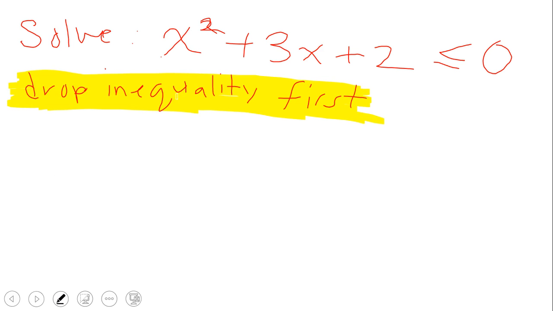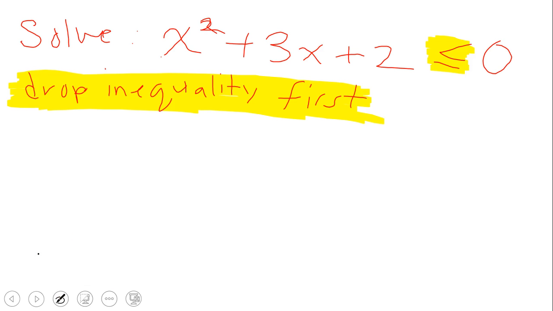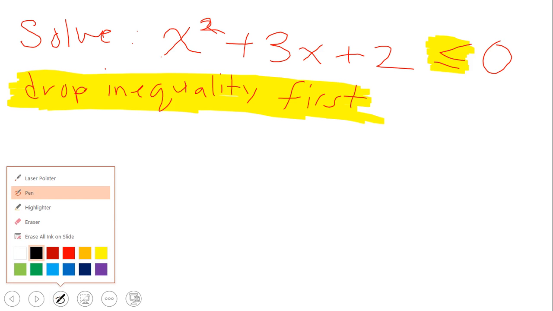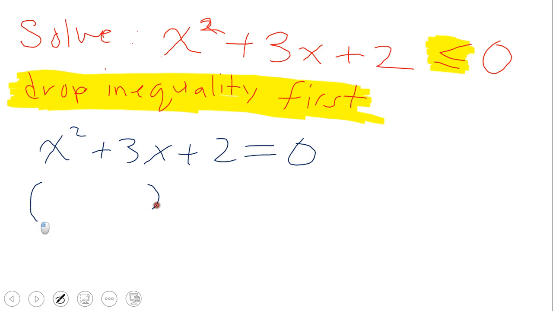Okay, so I'm going to drop this and treat it as an equal sign, basically. Black will show up. So now what I have is x squared plus 3x plus 2 equals 0. Okay, so now we know how to solve this. All we have to do is factor. We could complete the square also, but for this one we can factor it.